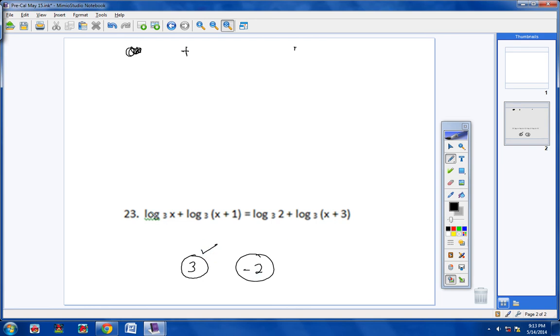If I put a negative 2 here for x, I will get a negative 2. And you cannot take the logarithm of a negative number, or for that matter, you cannot take the logarithm of 0 either. So if it's 0 or a negative number, you cannot take the logarithm of it. Okay, so there we go. The answer would be 3, and that's it for the review.